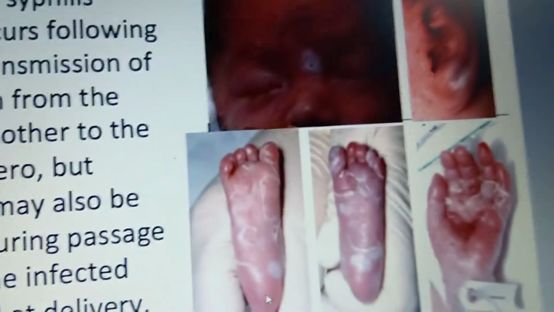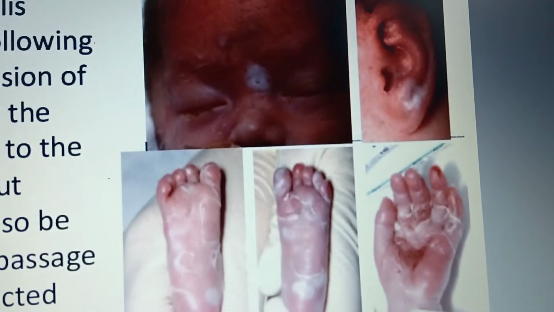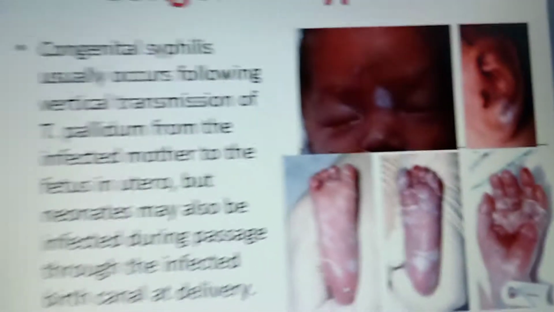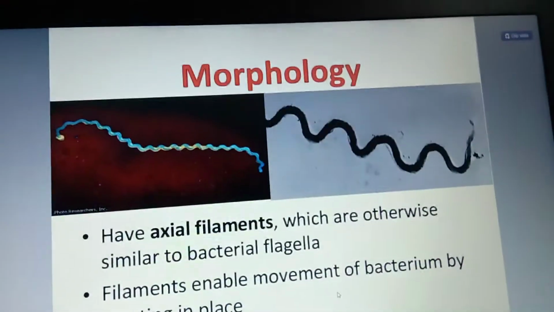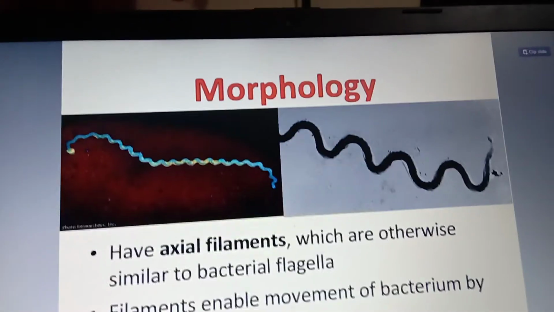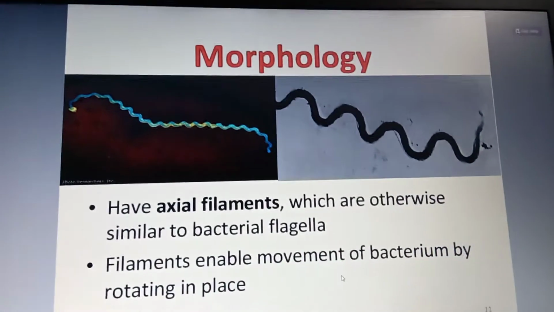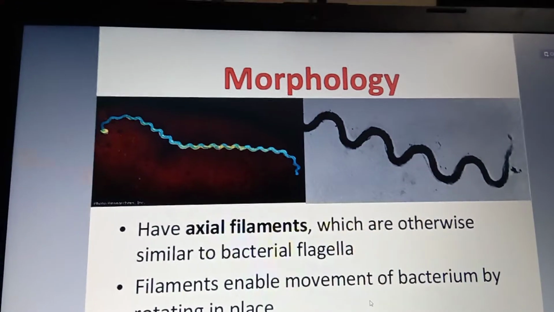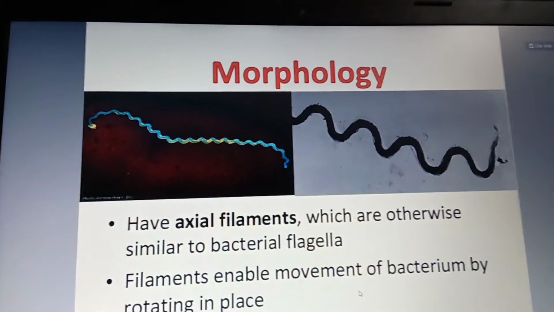See here the baby, a different kind of syphilis structure you can see, right? Yes, so this is a congenital baby with the syphilis disease condition. And next one, morphology. Morphology means the shape. You have already seen the microns or the length. So the shape, how it looks like, means axial filament.